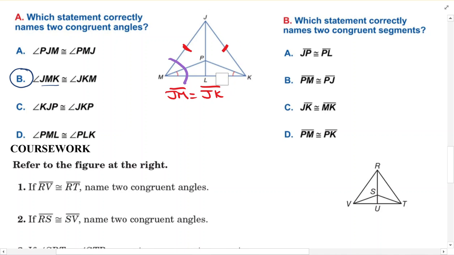In the next problem, we're asked which 2 statements correctly identify 2 congruent segments. So I'm looking at the fact here that this angle here, PML, is congruent to PKL, which tells me that PM has to be congruent to PK. So that would be the last one.